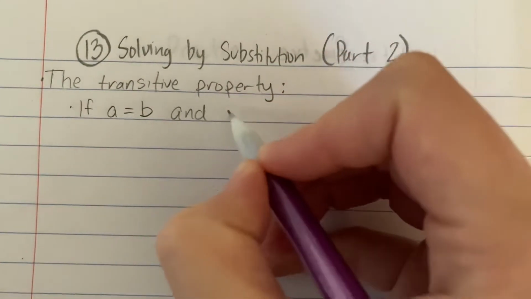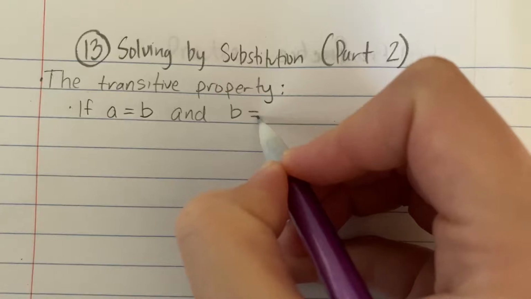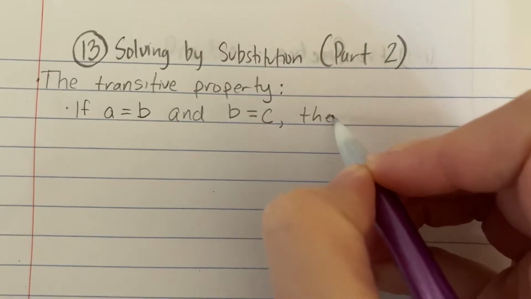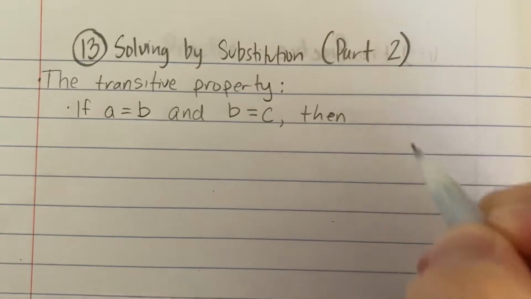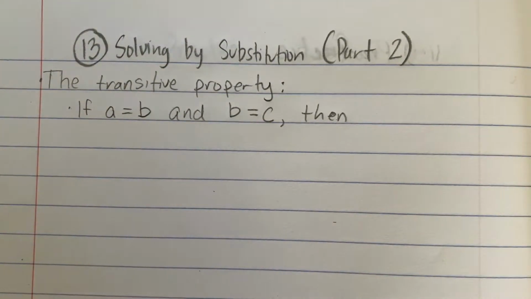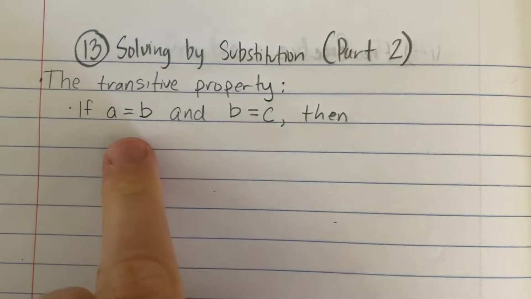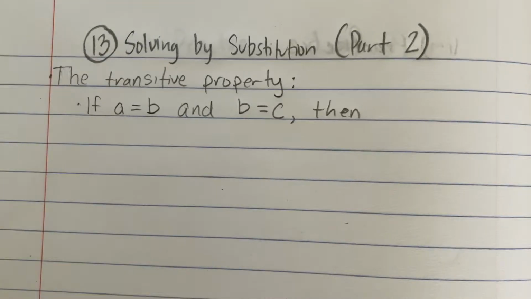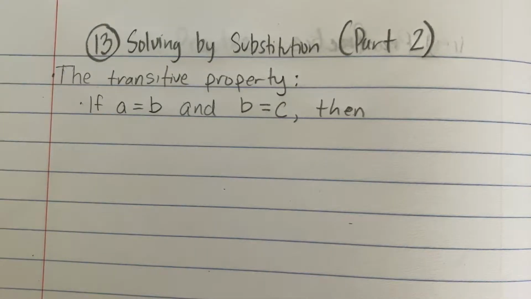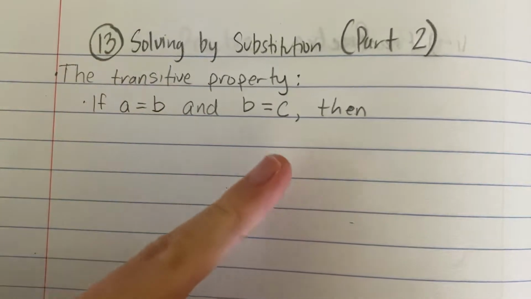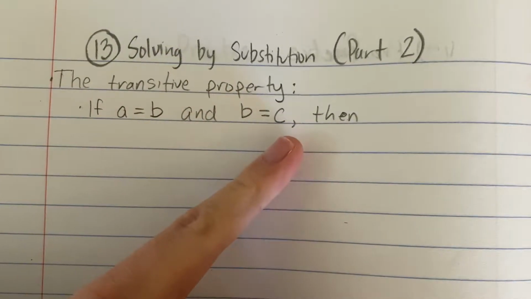And if B equals C, then what can I conclude? Let's look. Let's say A is 5, right? Then what does B equal? Well, B would also equal 5 because A is equal to B. And then what does C equal? Well, we said A was 5, so then B must be 5. So then if B is 5, then C must be 5, right?